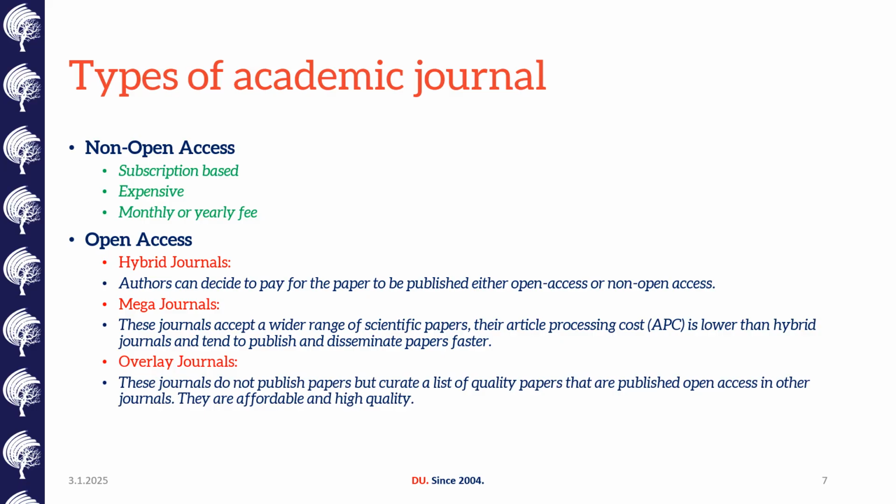Overlaid journals. Unlike hybrid and mega journals, overlaid journals do not publish original content. Instead, they curate articles from open access repositories, organizing them into specific volumes and issues. This approach ensures that curated content is affordable, high quality, and easily accessible, helping researchers and students locate relevant information across various fields.